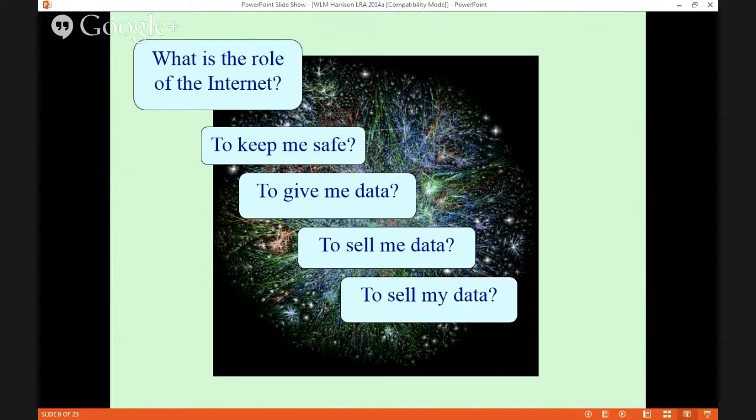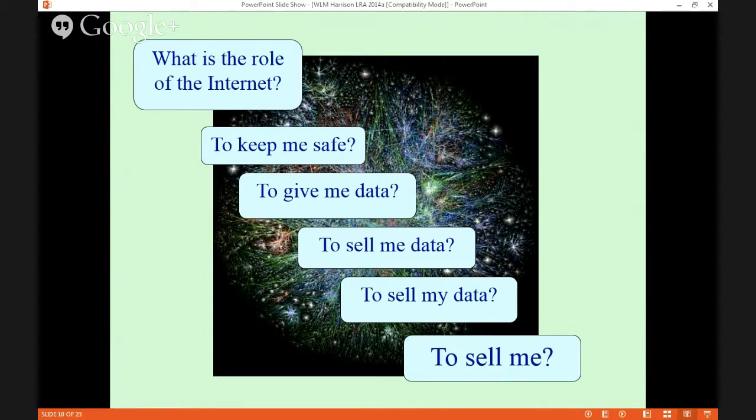But one of the other concerns that we have is that it's selling data about us. And as you all know, the reason Google and Facebook have made people multimillionaires is because they sell data on what we're interested in to other parties. And so in a sense, they're selling us.